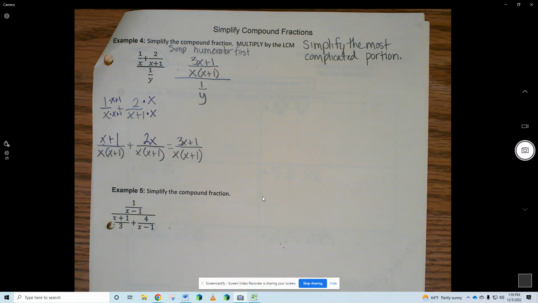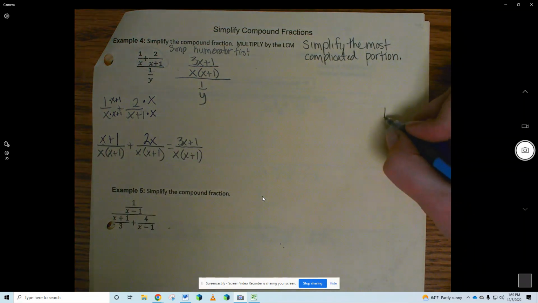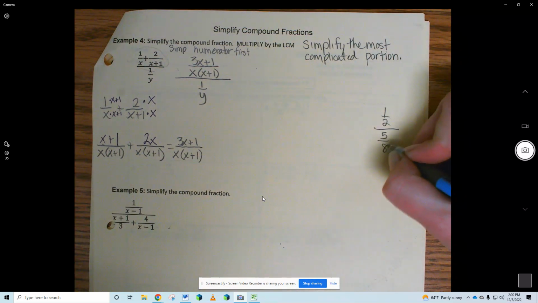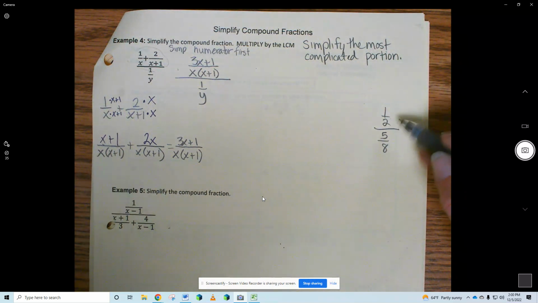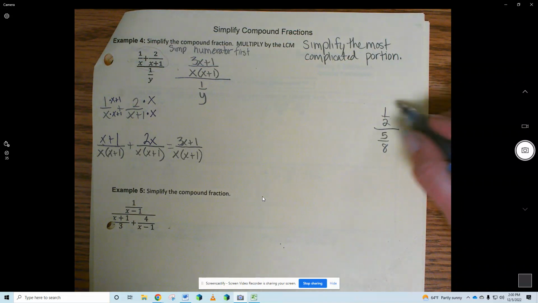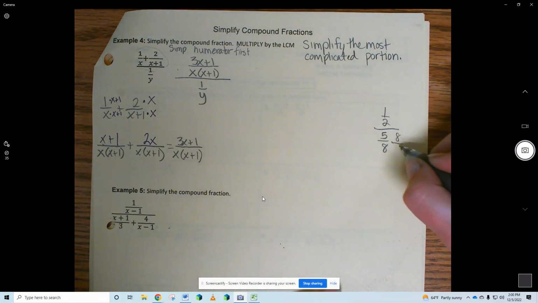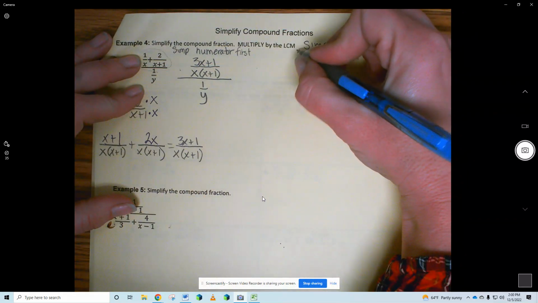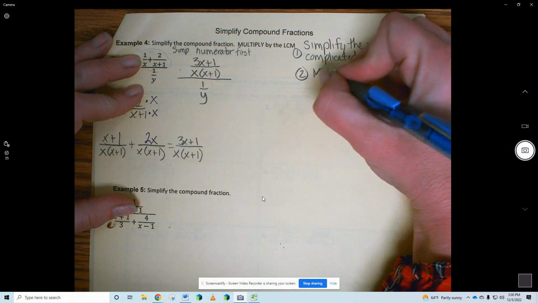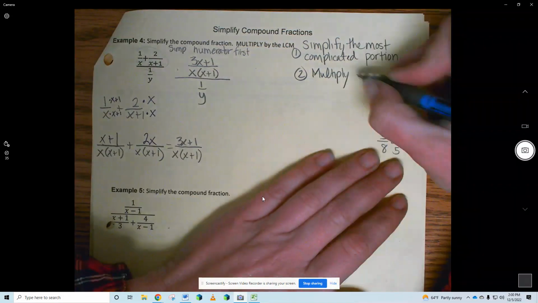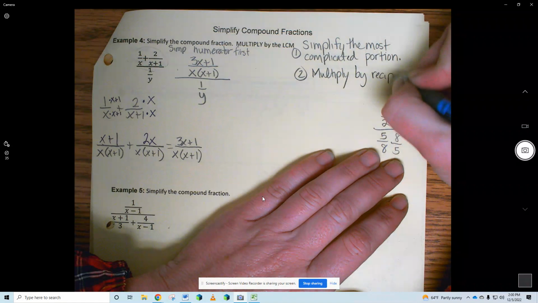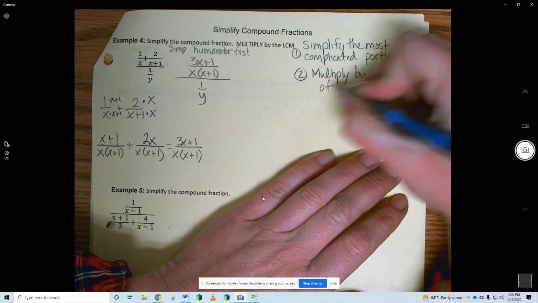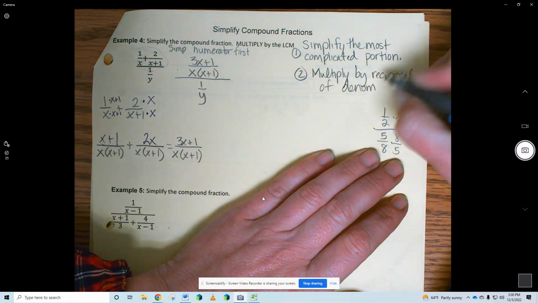I want to get rid of the denominator. I'm pretty confident I've showed you before a problem like 1/2 divided by 5/8. What did I do to simplify this problem here? Multiply by the reciprocal of the denominator. Yep. So I'm going to, step 1, step 2, multiply by the reciprocal of the denominator.